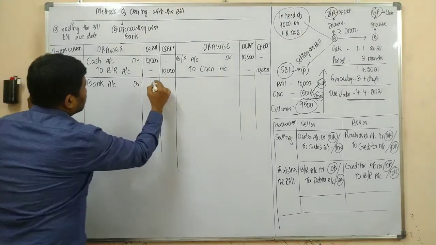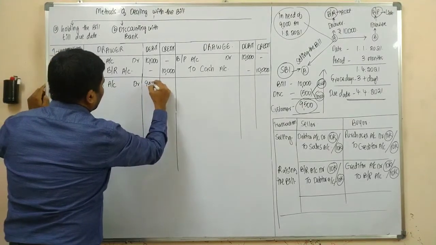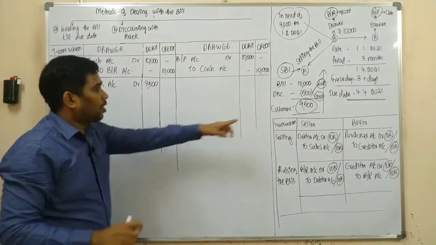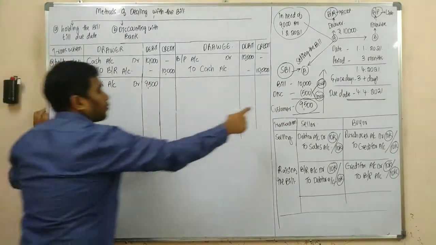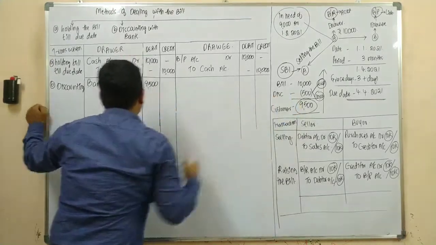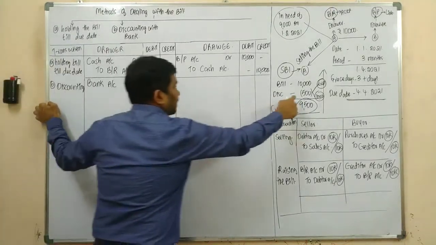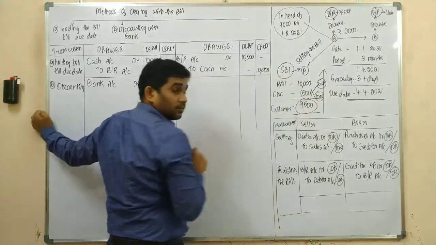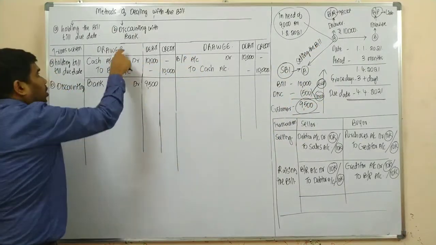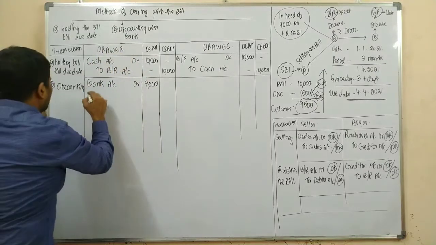How much are you going to receive, sir? You are going to receive only 9,500. How much is the banker going to pay you? 9,500. This 500 rupees is nothing but an expense to Mr. A, income to the banker. So as it is an expense to the drawer, all expenses need to be debited.